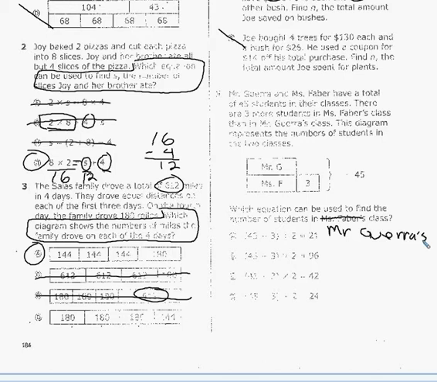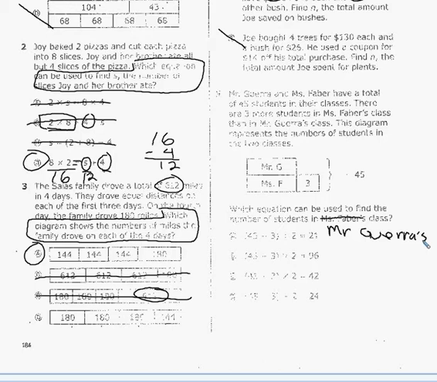Question number 5 says Mr. Guerrero and Mrs. Faber have a total of 45 students in their class. There are 3 more students in Mrs. Faber's class than Mr. Guerrero's class. This diagram represents the number of students in the 2 classes. So what we're going to try to do is figure out which equation can be used to find the number of students in Mr. Guerrero's class. And the first one says 45 minus 3 divided by 2 equals 21.